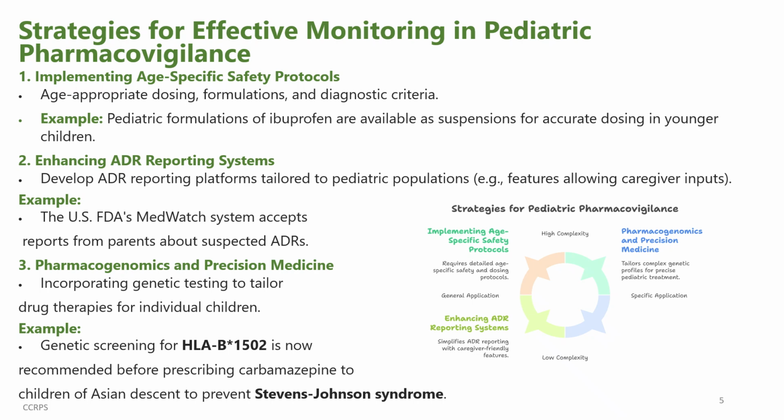Pharmacogenomics and precision medicine, incorporating genetic testing to tailor drug therapies for individual children. Example, genetic screening for HLA-B*1502 is now recommended before prescribing carbamazepine to children of Asian descent to prevent Stevens-Johnson syndrome.